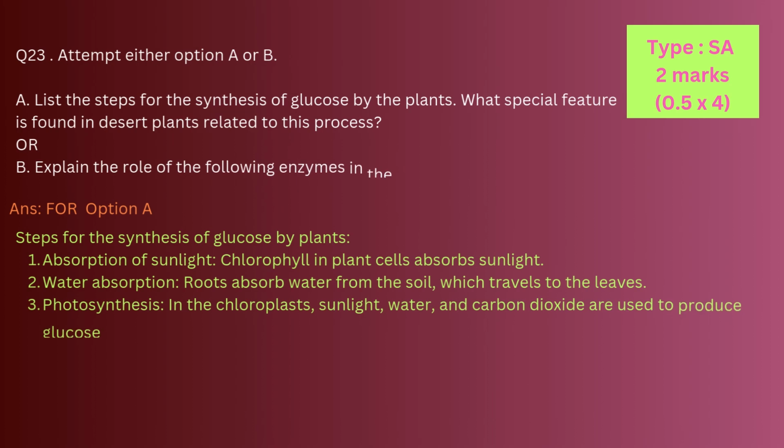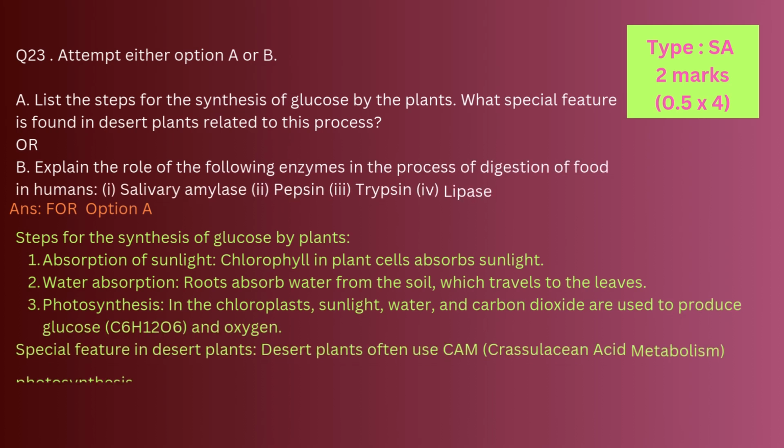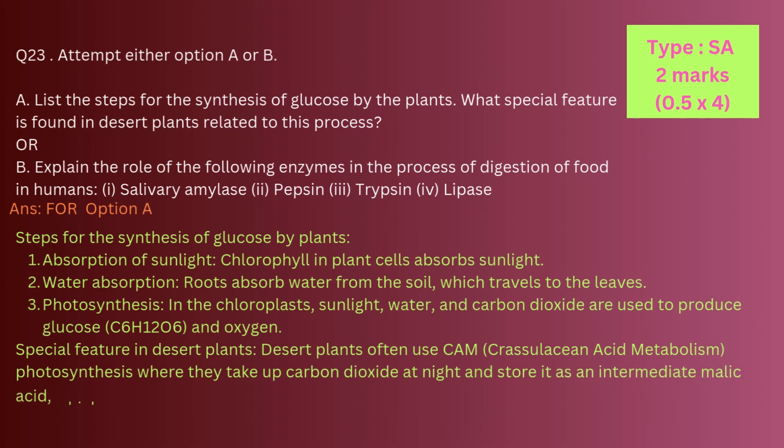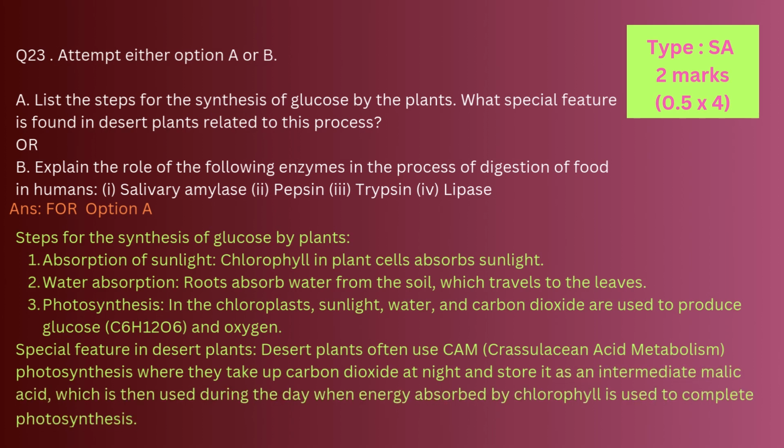Question 3. Attempt either option A or B. Option A. List the steps for synthesis of glucose by the plants. What special feature is found in desert plants related to this process? So I have given the answer here which you can read by yourself. But what I would like to tell you is the logic behind how you should attempt these questions. In this answer, you need to understand the basic steps of photosynthesis for the first part and the specific photosynthesis adaptation for desert plants in the second part.